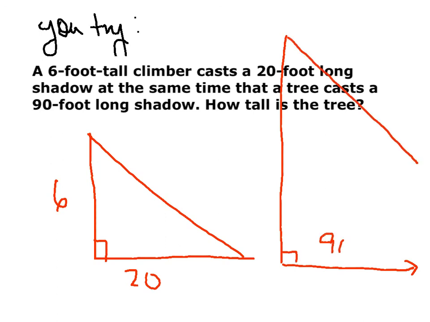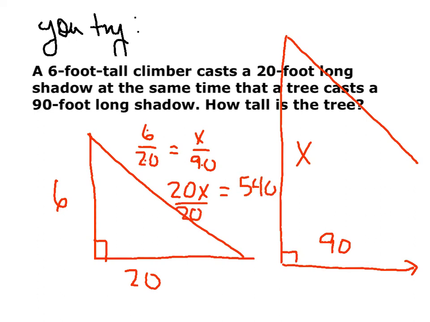Let's keep on going. That is a 90-foot long shadow, and we don't know how tall the tree is, but we can solve it. 6 over 20 equals x over 90. I did climber over shadow, tree over shadow. Cross multiply, and we get 20x equals 6 times 90, which is 540. Divide by 20. You have x equals 27. The tree is 27 feet high.